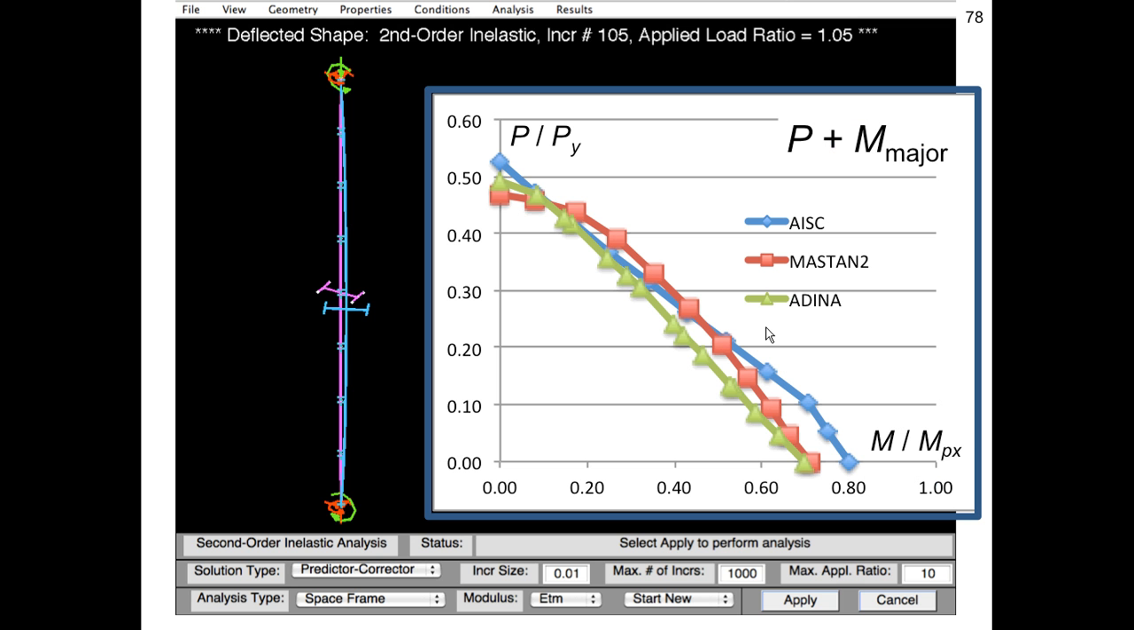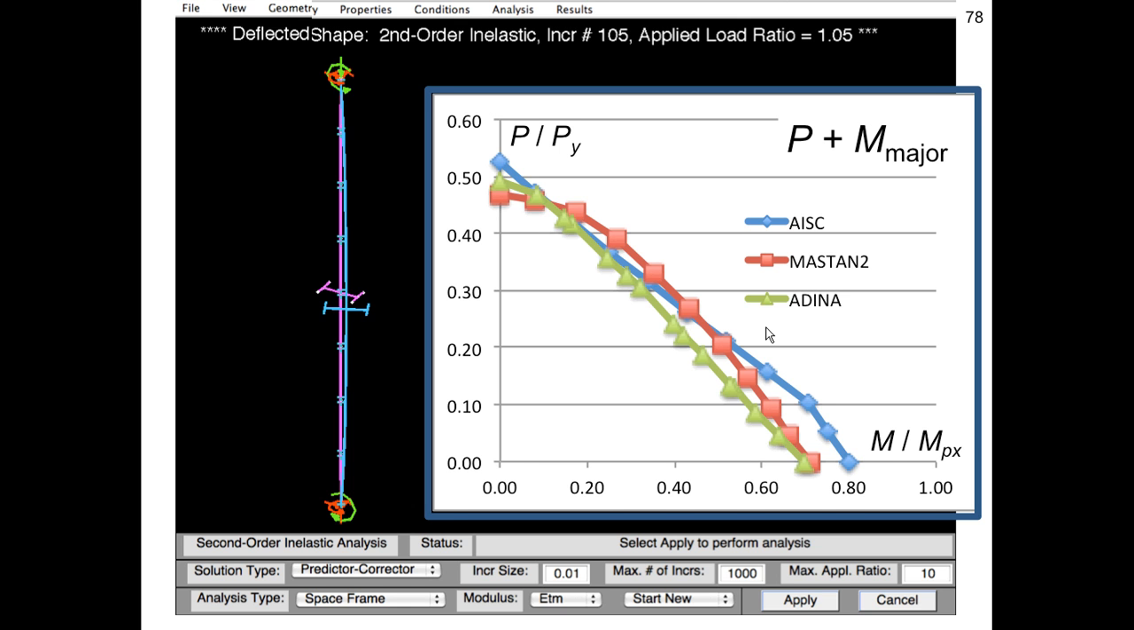And so here would be a plot a student could do. It looks like I'm comparing the major axis capacity, the interaction of major axis bending and axial force. I also provide the students some more advanced computational results, the ADINA results, and they get a feeling for it: AISC is doing a pretty doggone good job here.